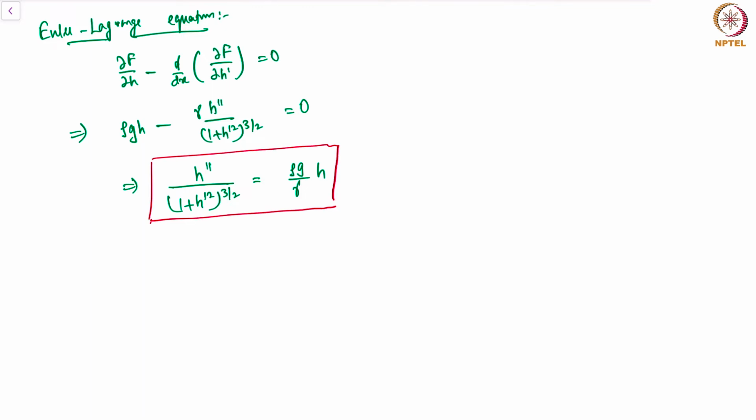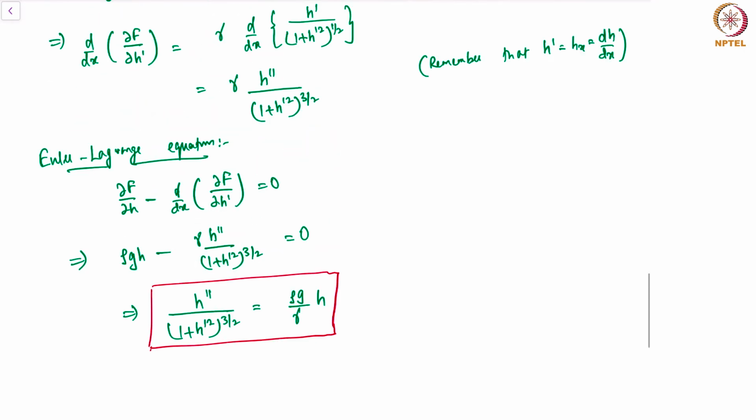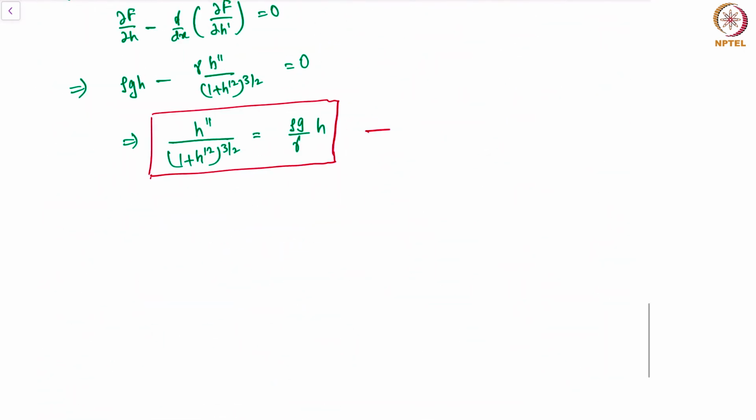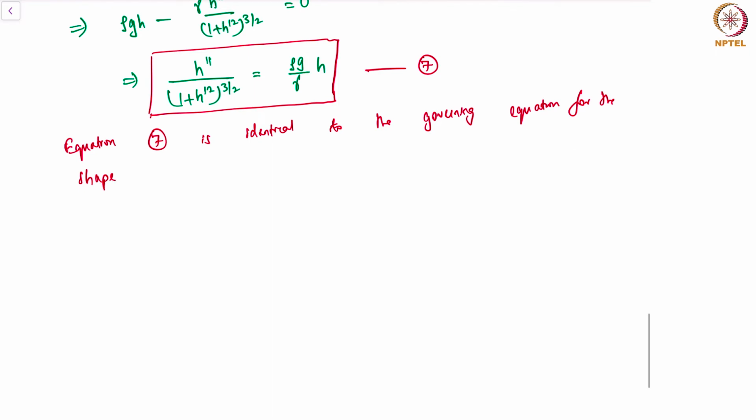Let's give this a label, we call this equation 7. Equation 7 is identical to the governing equation for the shape of a static meniscus obtained from force balance.